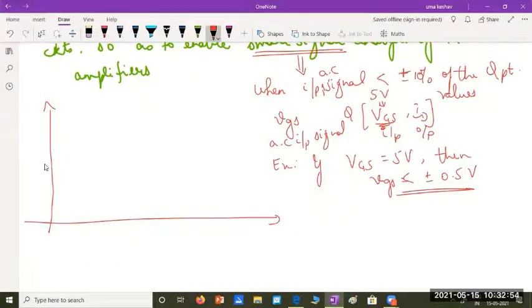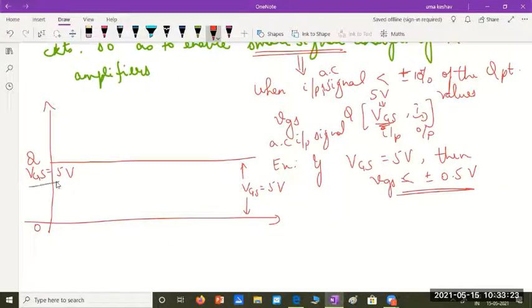Remember, initially for an amplifier, why we bias? So that we are going to fix the Q point. This Q point, say, has this VGS. I was showing you VGS of 5 volts. How do I represent a DC voltage? I represent a DC voltage by drawing a straight line above the ground, with a gap of 5. This represents the Q point value of VGS of 5 volts.